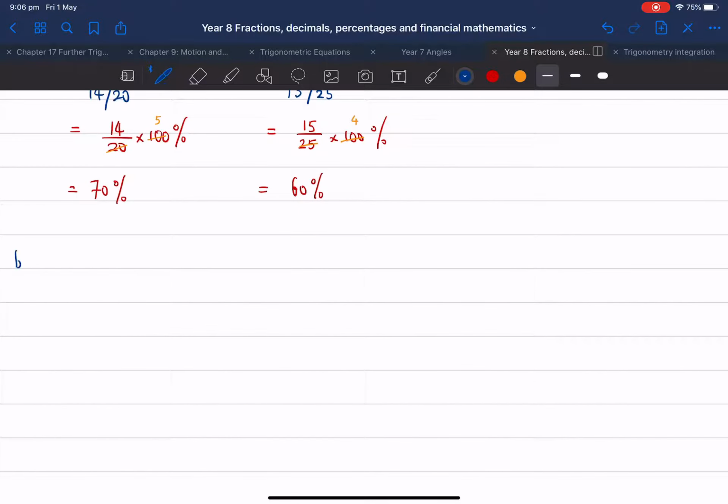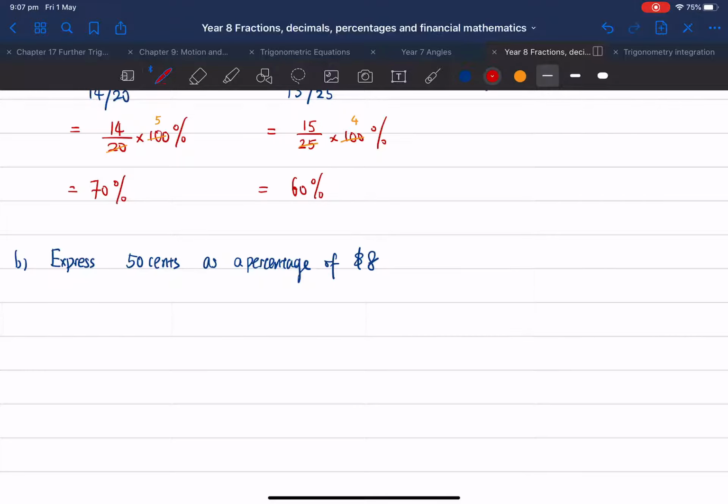The second example would be something like, you need to express 50 cents as a percentage of $8. Okay, so interesting question. 50 cents as a percentage of $8. I want to know what is 50 cents as a percentage of $8. So how do I do it?